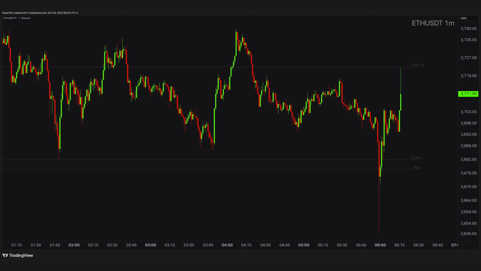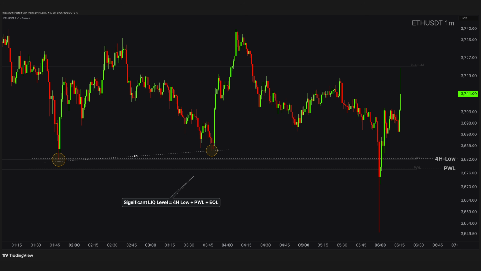Now let's take a look at this Ethereum chart. Ethereum had a really significant liquidity level here. We are talking about the 4-hour candle low level, also the previous week's low level, and there are relatively significant equal lows around this area. So overall, we had a bunch of liquidity levels lining up, and the price hunted this zone with a really strong and fast move.